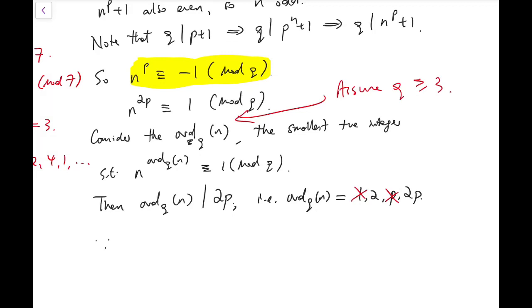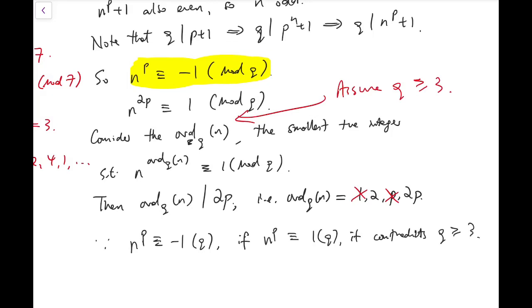Eliminate this because n to the p is congruent to -1 mod q. If n to the p is congruent to 1 mod q, it contradicts q is at least 3. So the order can only be 2 or 2p.